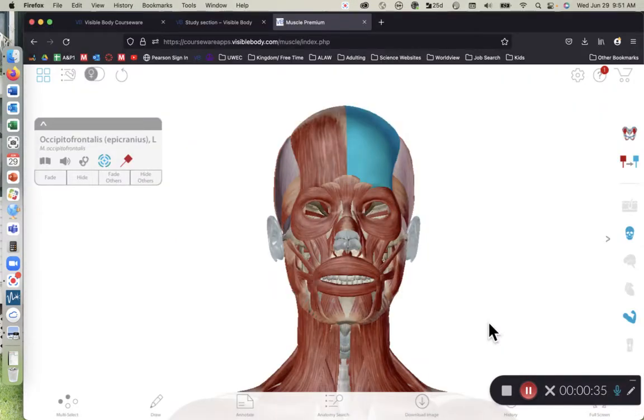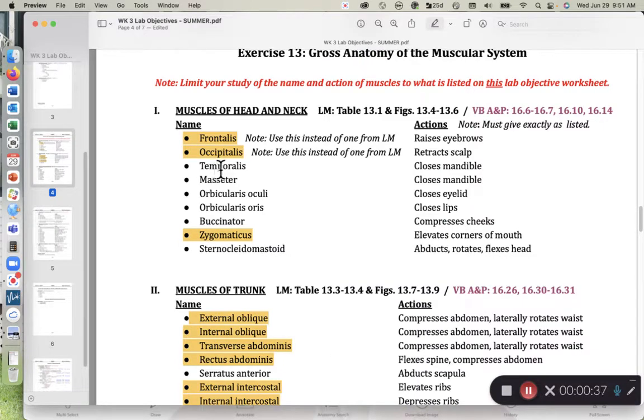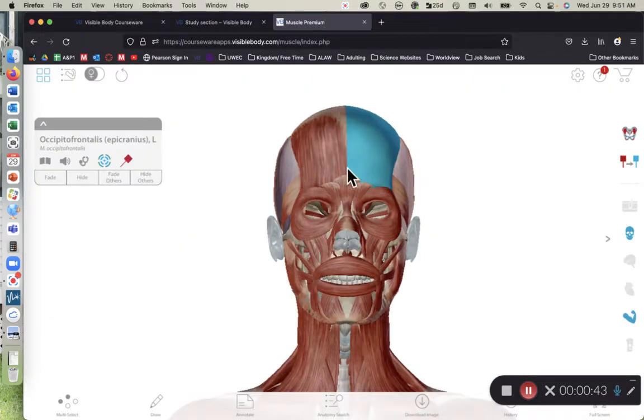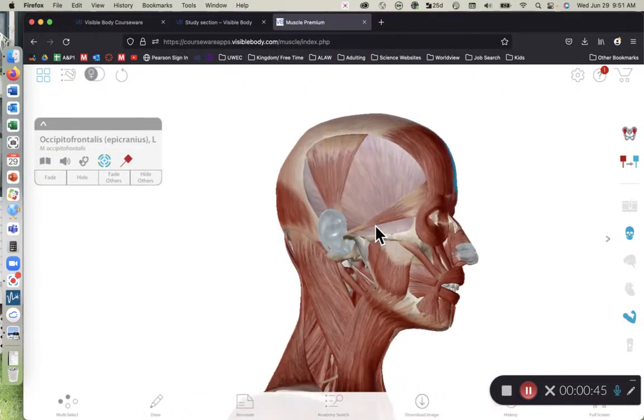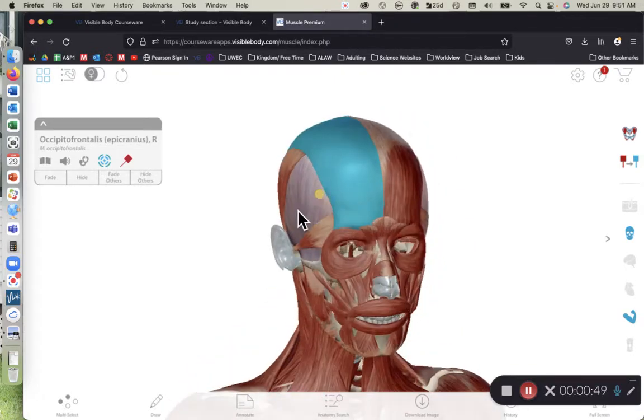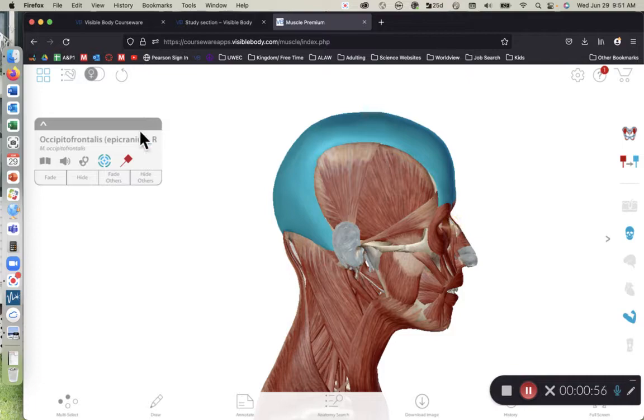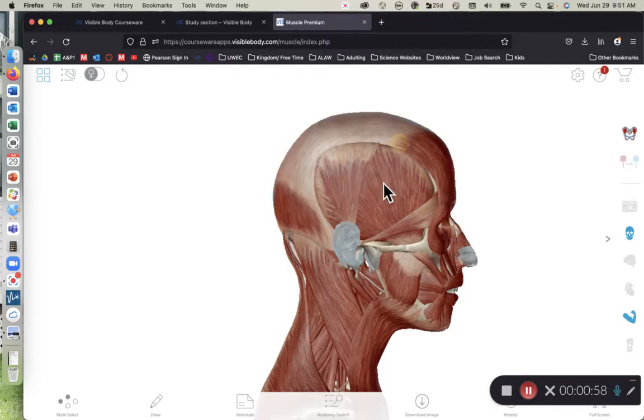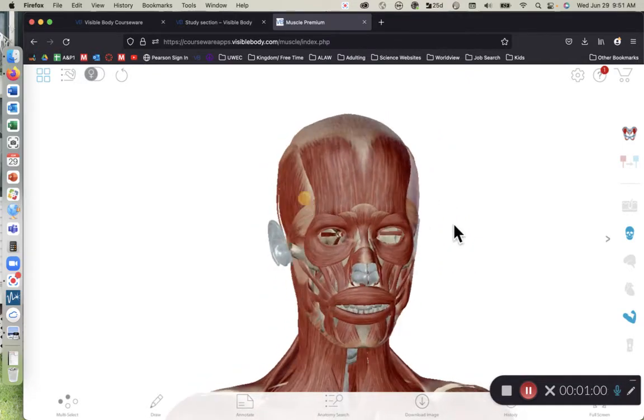All right, so getting started, we have the frontalis and occipitalis on our lab objective sheet. And as we are looking at that lab objective sheet, I want to emphasize for you, in Visible Body, the occipitalis and frontalis are merged as one muscle. So let me get rid of that fascia right there. Here in Visible Body, they call it the occipitofrontalis or epicranius. Other lab manuals, other texts separate these muscles.